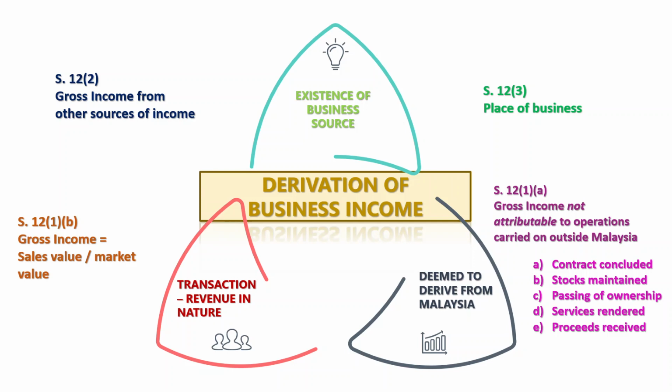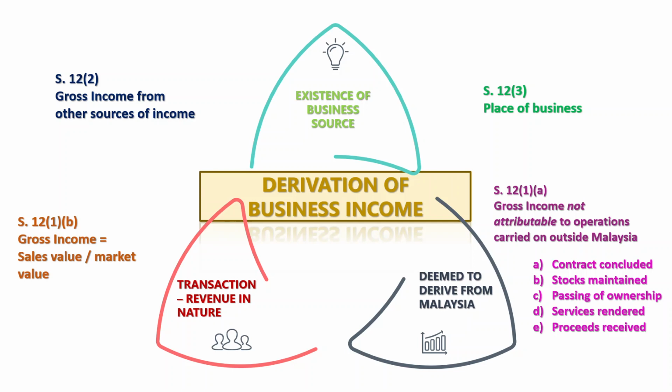And then we also want to know whether the services are rendered in Malaysia or the proceeds received in Malaysia. So from there, we can actually determine whether it is derived from a Malaysian source or not. Next one is the 12.1b, which is that the transaction must be revenue in nature. So the gross income or the sales value must be equivalent to the sales value or sales proceeds, or perhaps market value, depending on which one you actually use.